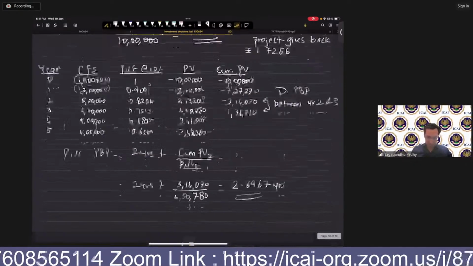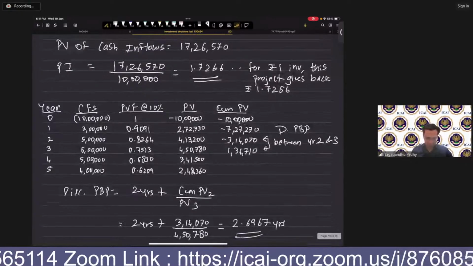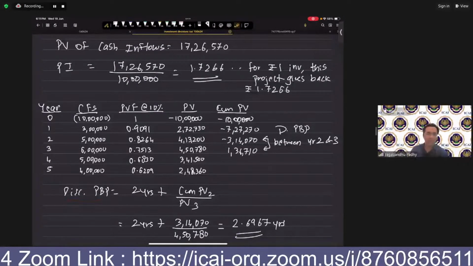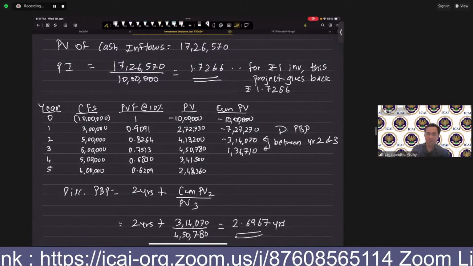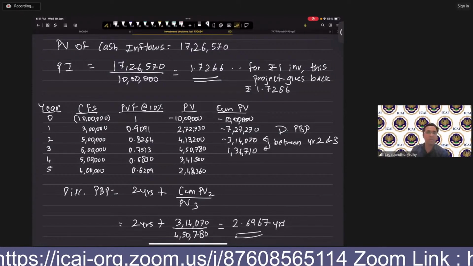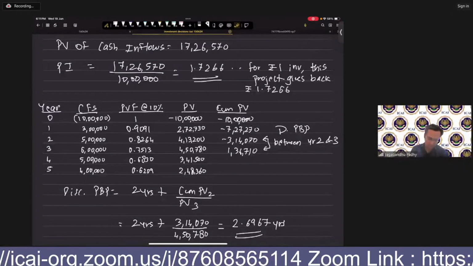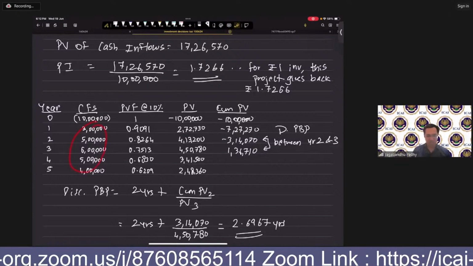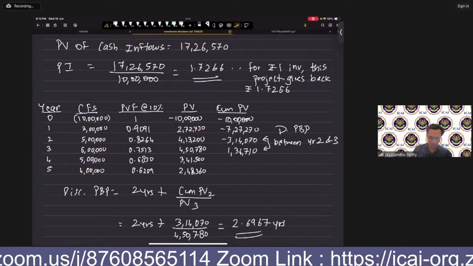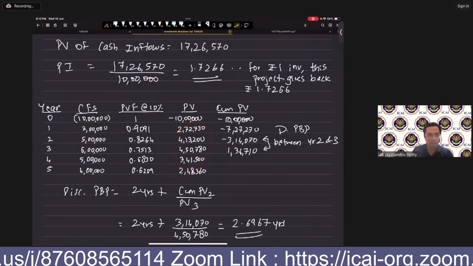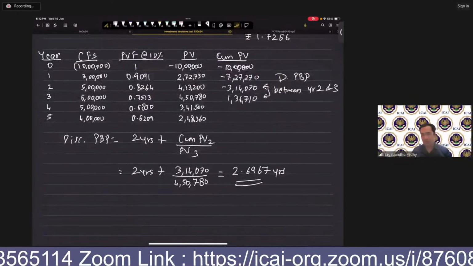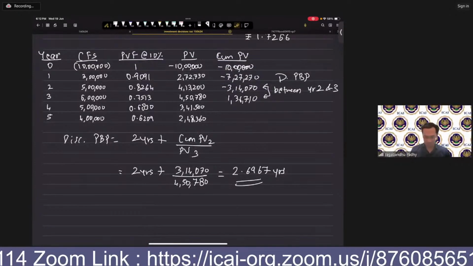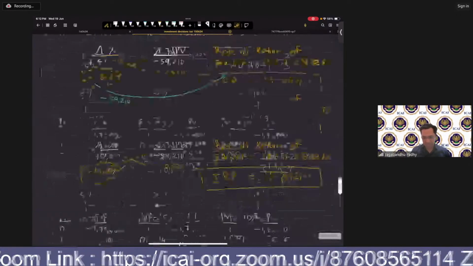Post that, we also learned the discounted payback method. In the discounted payback method, it is similar to the payback period method, but we're not going to consider the actual cash flows; we will be discounting the cash flows and considering them to calculate the payback. So that's what we have completed till the last class as far as capital budgeting is concerned.